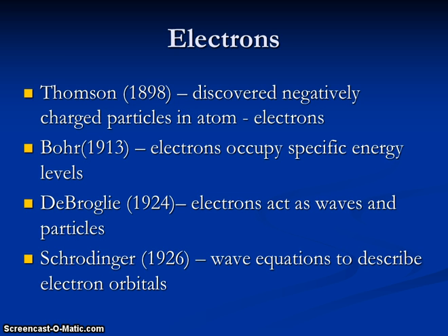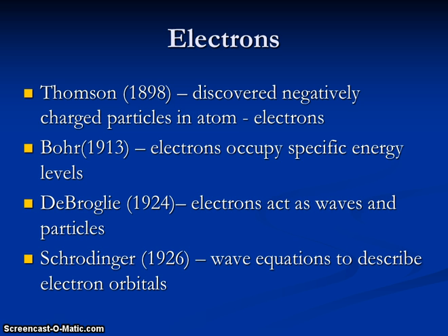Now, hopefully you remember some of these facts. Thomson discovered the electrons. Bohr said they had to occupy specific energy levels. And his model also had the electrons revolving around the nucleus like planets revolve around the sun. De Broglie then came along and said electrons were not just particles, but they acted as waves and particles.